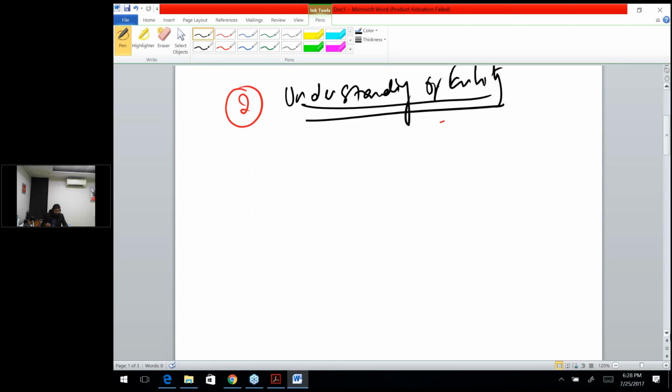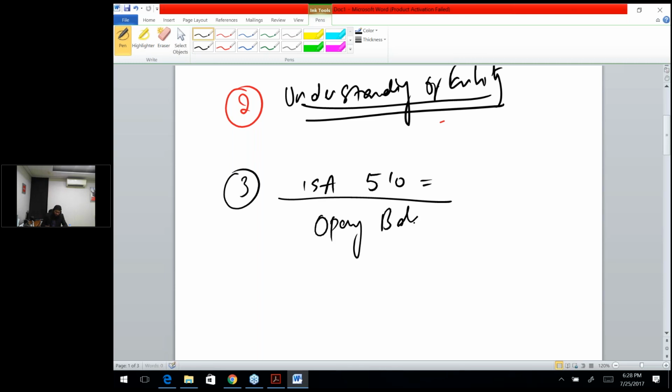And the third thing is ISA 510, which deals with the initial audit engagement. It talks about whenever you are dealing with initial audits, you need to consider the opening balances. Now, what do we mean by the opening balances? What do we need to do with respect to opening balances? With respect to the opening balances, we need to do three things.